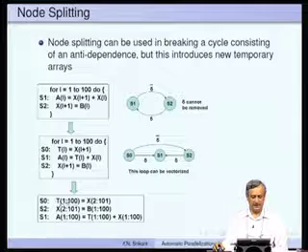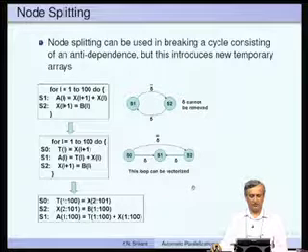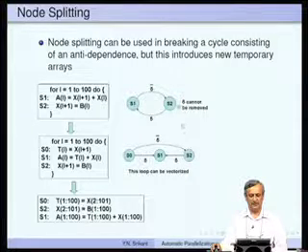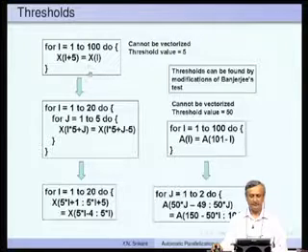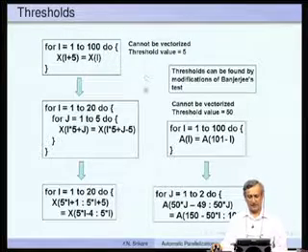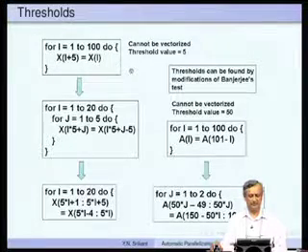So, we have T1 1 to 100 equal to etcetera etcetera. So, vectorization works here. So, this is another important transformation. Remember, if you have an anti dependence cycle, we can try to break it using node splitting. So, if there are thresholds, sometimes we detect thresholds, they can be used for vectorization as such.